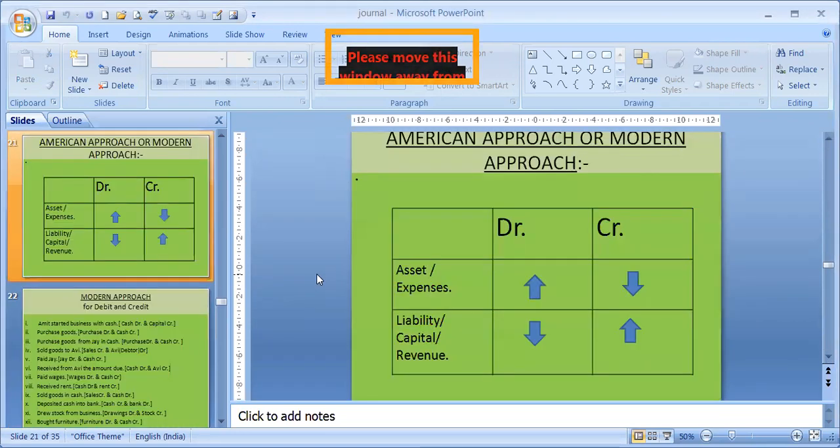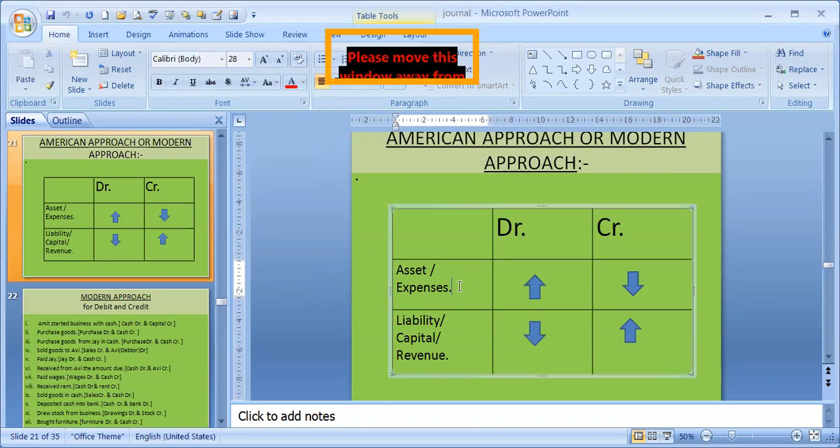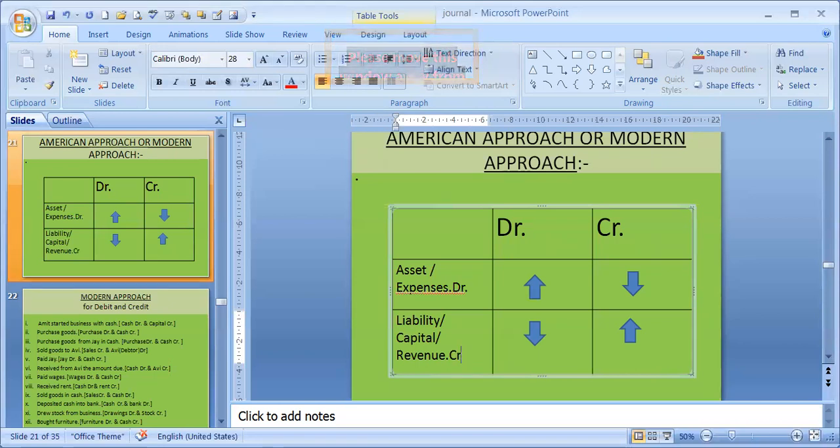Let's understand. First of all, under American approach or modern approach, we have divided the account heads under five headings: assets, expenses, liability, capital, and revenue. Asset and expenses have debit balances, whereas capital, liability, and revenue always have a credit balance. Now, whenever any debit balance will increase, we need to further debit them. And whenever any credit balance will increase, we will further credit them.